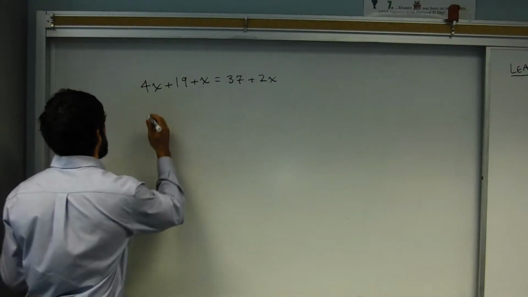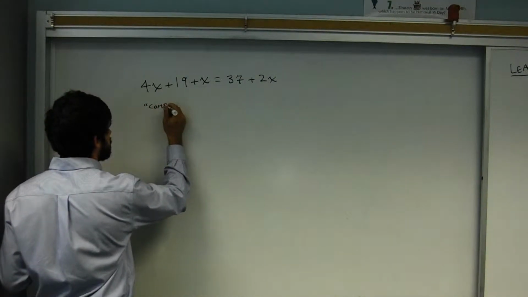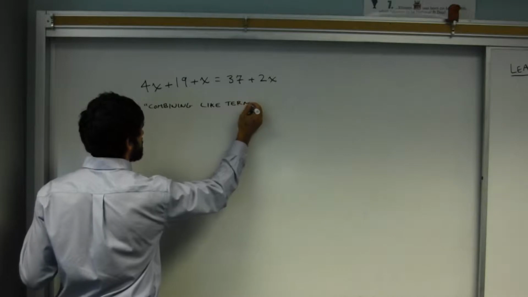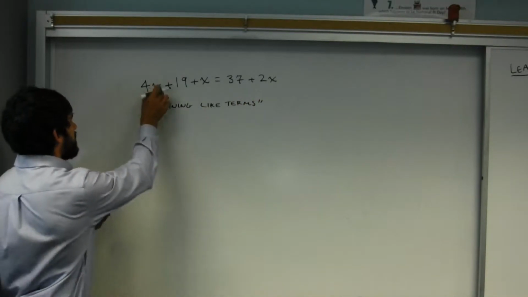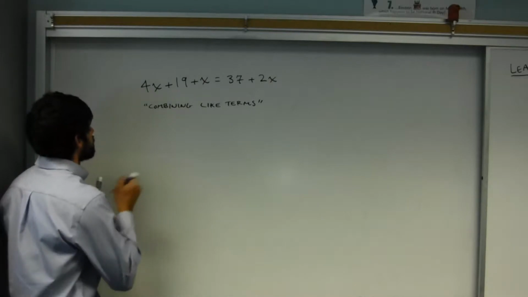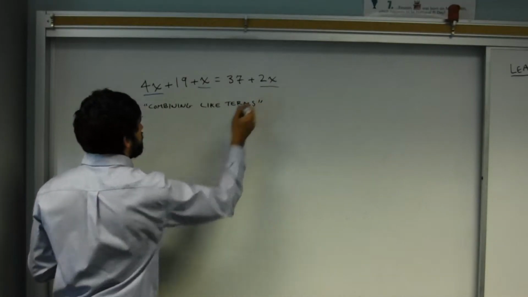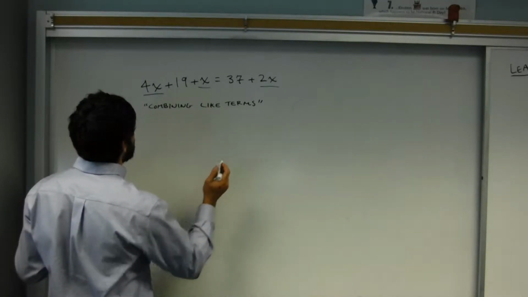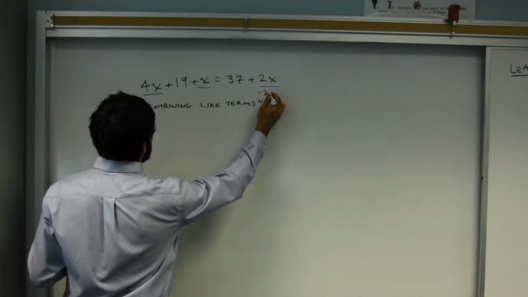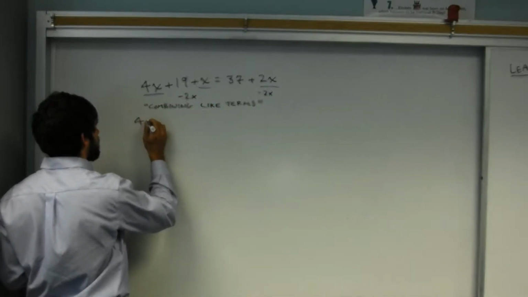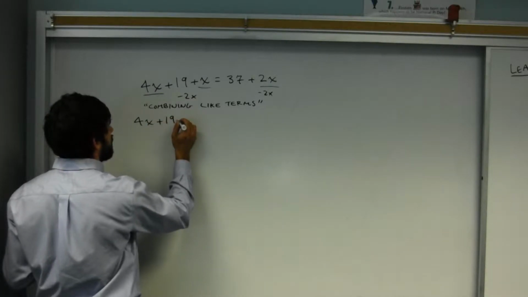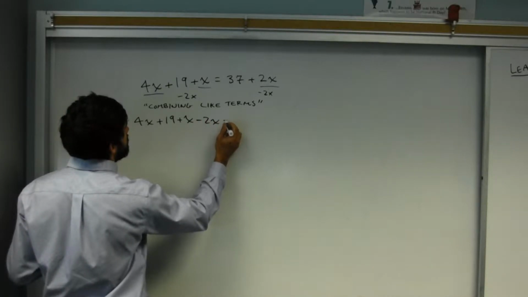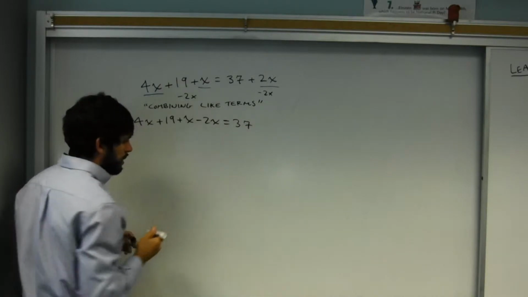So first we want to do what's called combining like terms. So what this means in this case is we're taking any term that has an x in it, and we want to get those over to the same side. So I can start to do that by subtracting 2x from each side. We get 4x plus 19 plus x minus 2x is equal to 37.